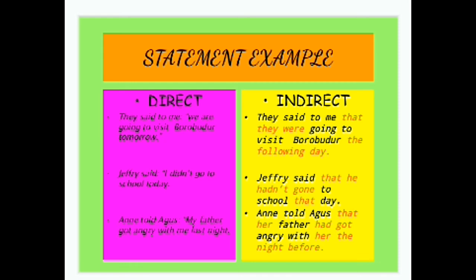Here "I didn't go to school" changes into "he hadn't gone to school that day". And Annie told Agnes, "My father got angry with me last night." Annie told Agnes that her father had got angry with her the night before. So here last night changes to the night before. So these are the examples of statement sentences.